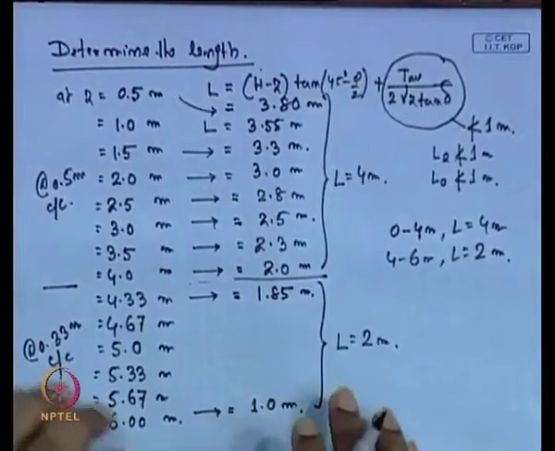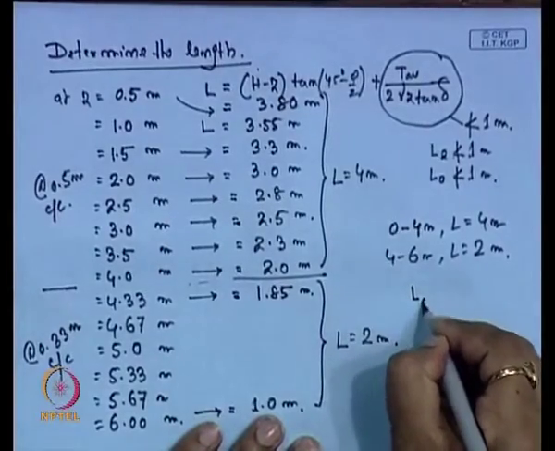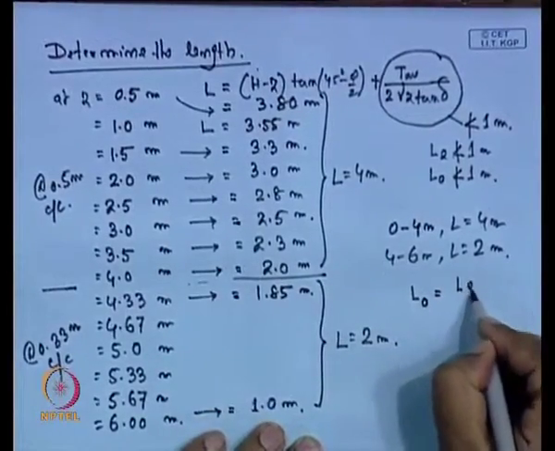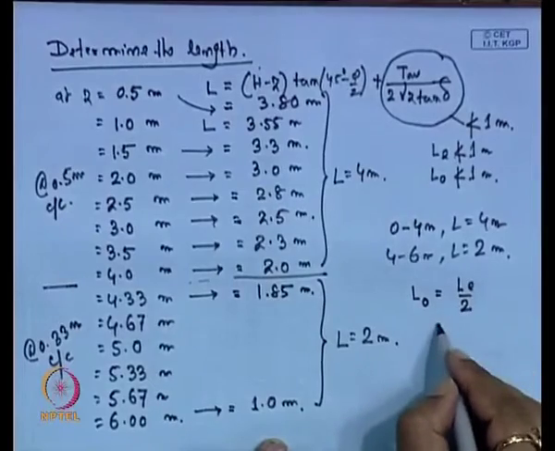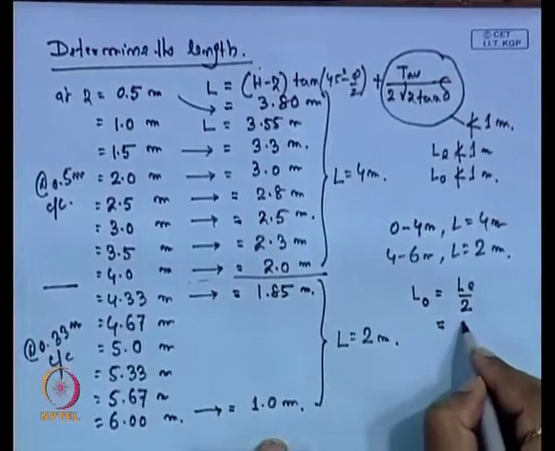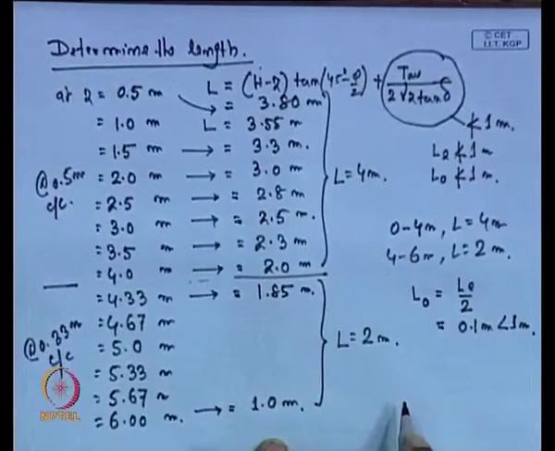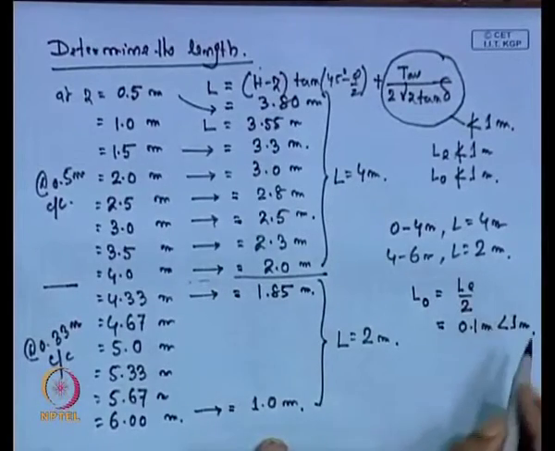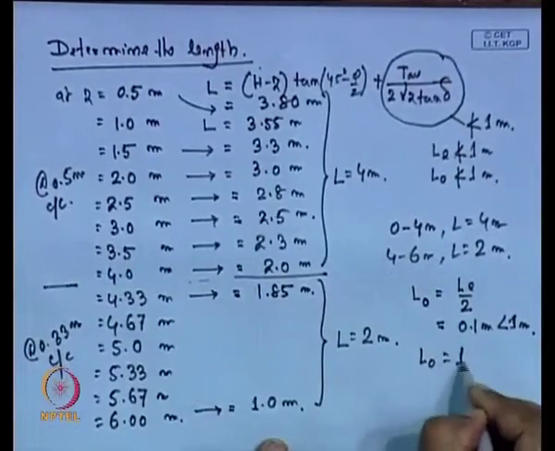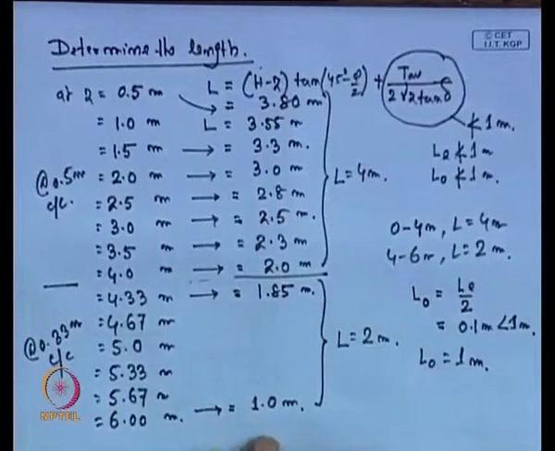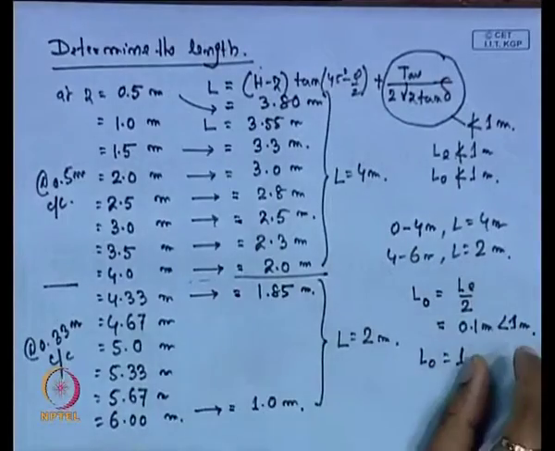Now, from the calculation part we can calculate that L 0 is basically L e by 2. So, the calculation of L 0 is coming out to be 0.1 meter. That is less than 1 meter, which is the minimum value, so that is not satisfying the condition. So, for L 0 we will provide 1 meter. So, L 0 is 1 meter, total length is 4 meter from 0 to 4, and from 4 to 6 total length is 2 meter.